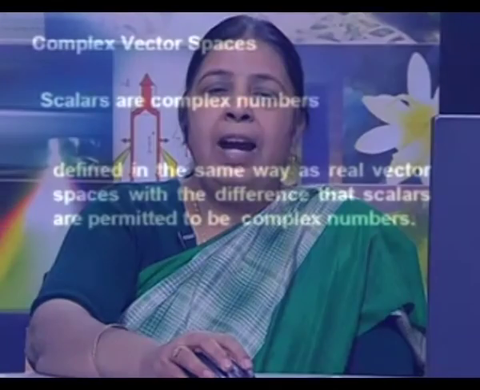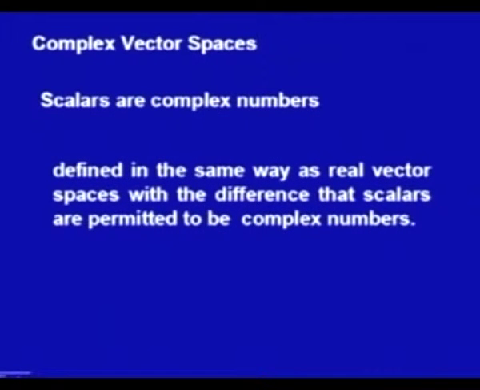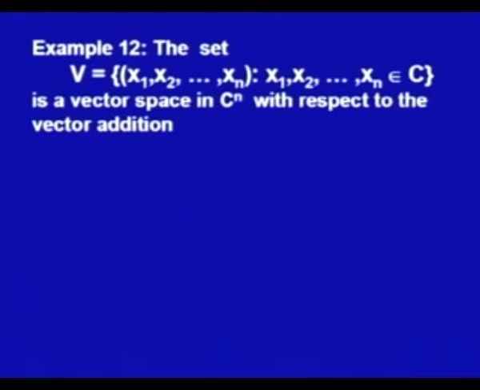So, we say that complex vector spaces are defined in the same way as real vector spaces, with the difference that scalars are permitted to be complex numbers. That means all the axioms need to be satisfied for this set of scalars. I will illustrate with this example.